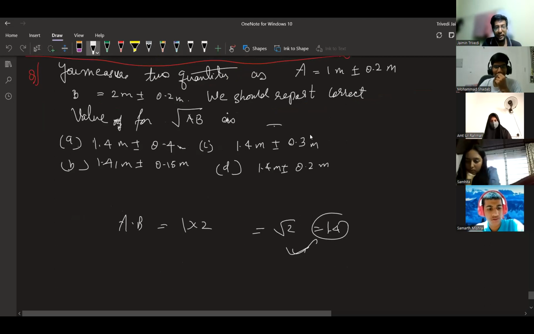Okay, what about the second part here? How to find this error now? We did one, this one. Samarth, tell me what you did. Just add the errors.